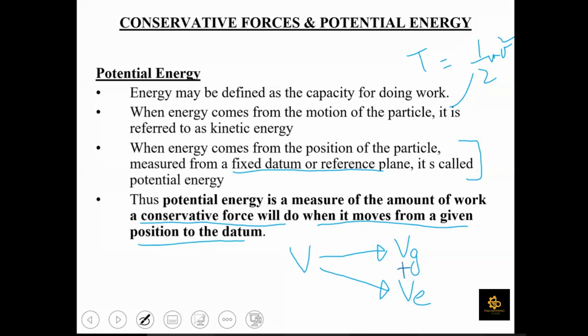So Vg plus Ve is going to be the total potential energy, which is being represented by the alphabet V. Clear है ये चीज कि हम V किसको कहते हैं? V is basically our total potential energy, which is going to be the sum of gravitational potential energy and the elastic potential energy. Okay, gravitational potential energy क्या होती है?